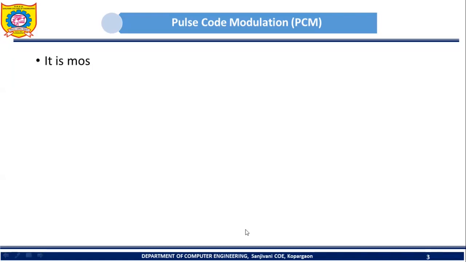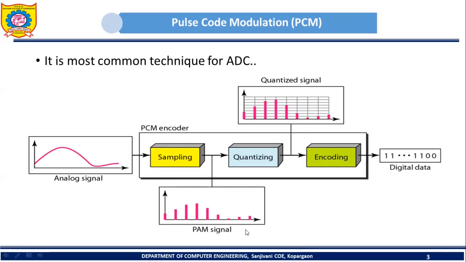So what is PCM? It is the most common technique used for converting an analog signal into digital data. See, this is the block diagram of PCM. What is the input to PCM? The input to PCM is an analog signal, and these are the different components of PCM. PCM will take this analog signal as an input and convert that analog signal into digital data.